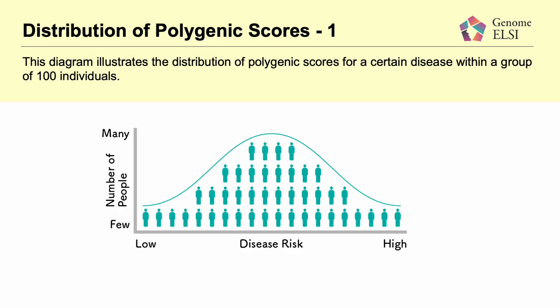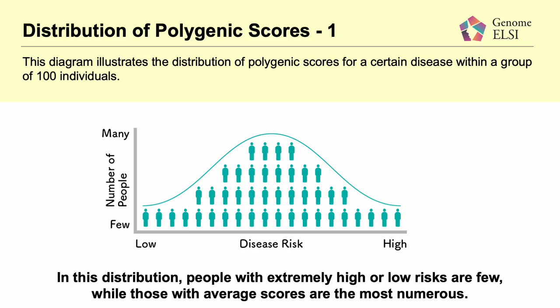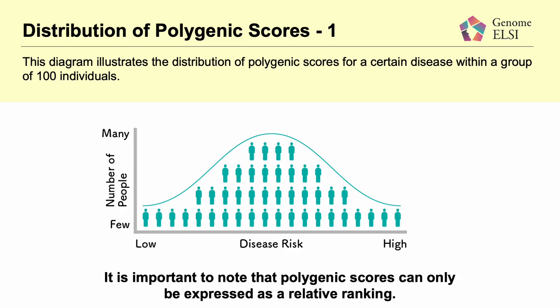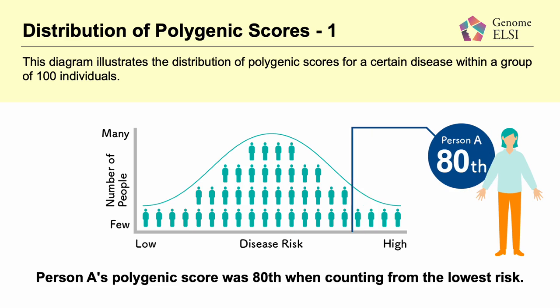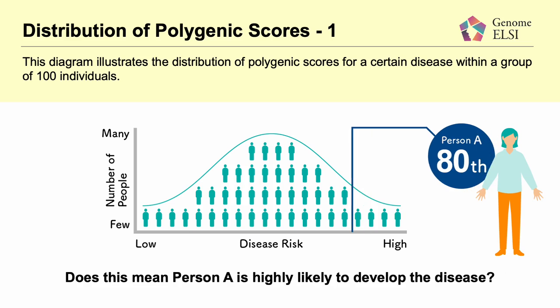This diagram illustrates the distribution of polygenic scores for a certain disease within a group of 100 individuals. In this distribution, people with extremely high or low risks are few, while those with average scores are the most numerous. It is important to note that polygenic scores can only be expressed as a relative ranking. Person A's polygenic score was 80th when counting from the lowest risk. Does this mean person A is highly likely to develop the disease?